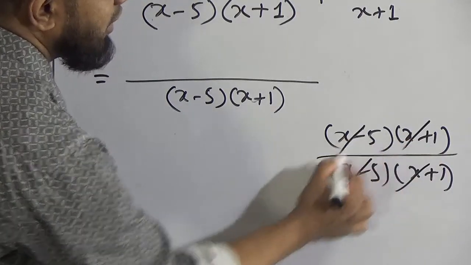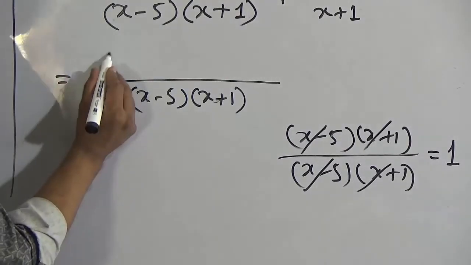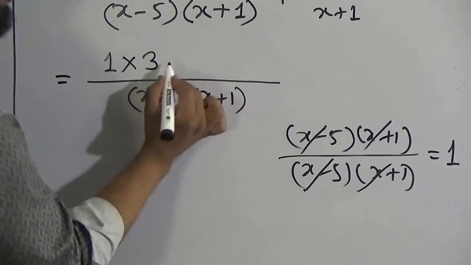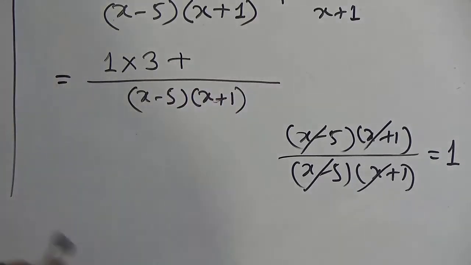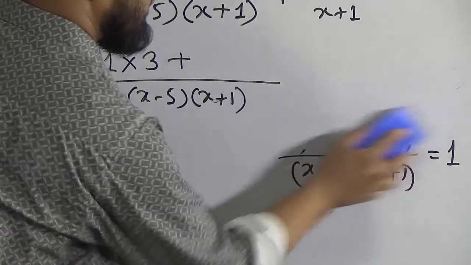Denominator and numerator will be cut down. So it will be 1 over here. Okay. That means this 1 needs to be multiplied with the numerator 3. Okay. Plus sign will be there. Now again, my dear students, the second fraction's denominator will be divided.